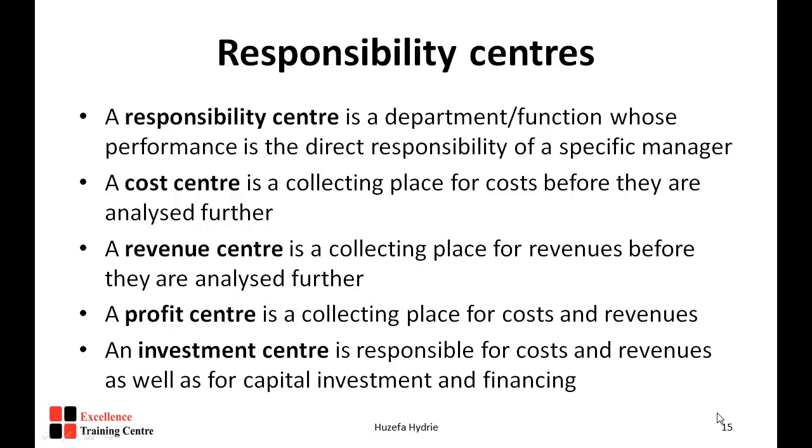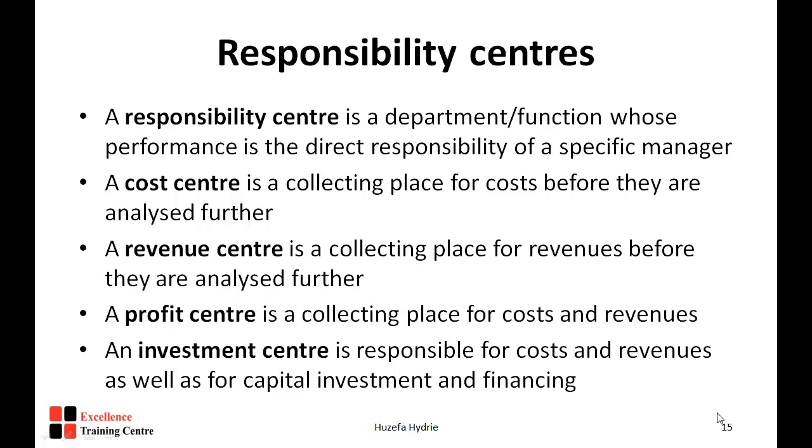Just like the manager of the cost center is only responsible for the cost, the manager of the revenue center will only be responsible for the revenue.